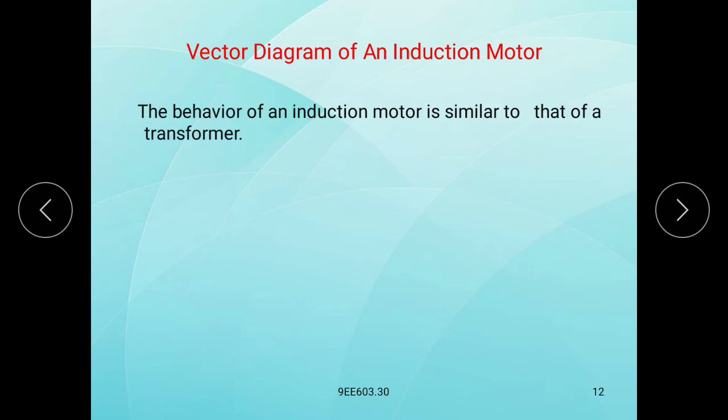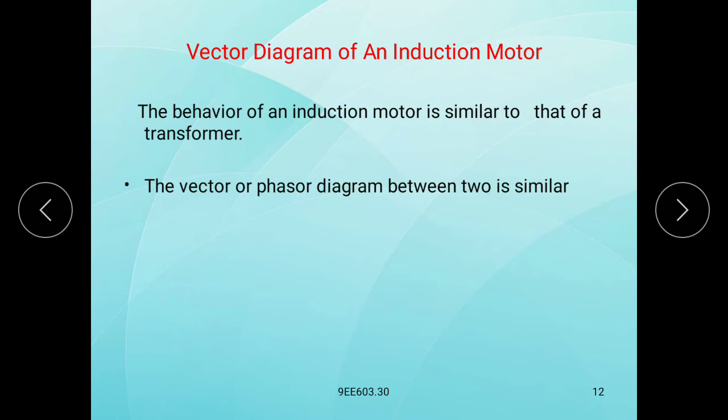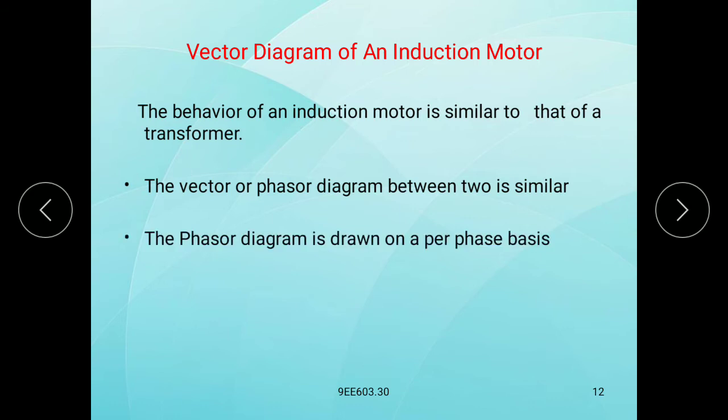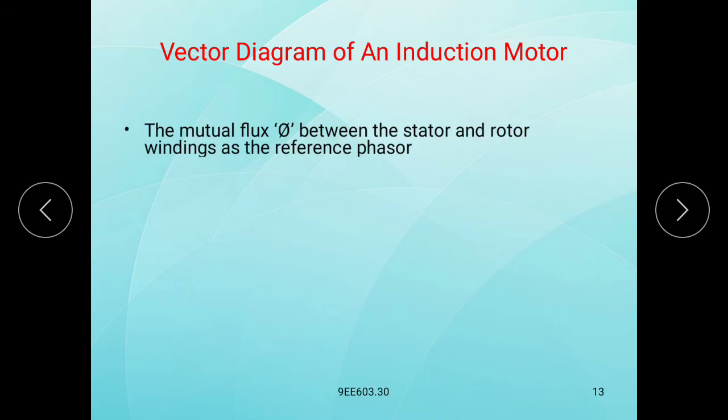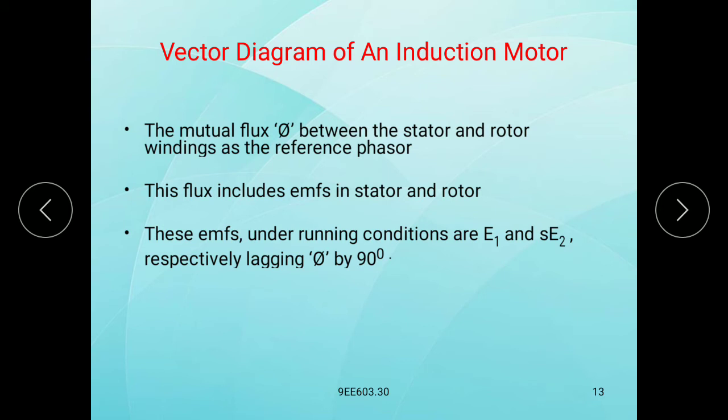The behavior of an induction motor is similar to that of a transformer. The phasor diagram between the two is similar. The phasor diagram is drawn on a per phase basis. The mutual flux between the stator and rotor windings is taken as the reference phasor. This flux induces the EMFs in the stator and rotor. These EMFs under running conditions are E1 and SE2 respectively, lagging the flux by 90 degrees.